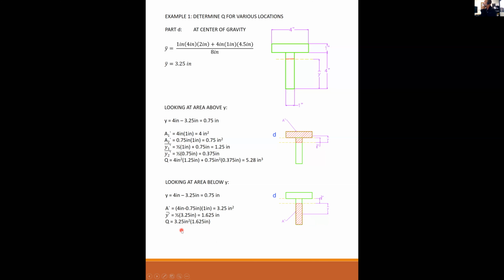Q is 3 1/4 inches squared times 1 5/8 inches, which gives me a total of 5.28 inches to the third. Thus again, confirming that we've done Q correctly.